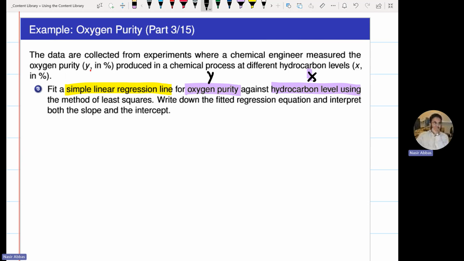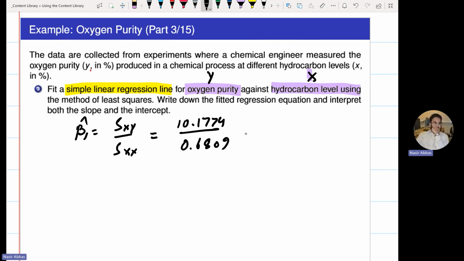Using the method of least squares, this is the only method we discussed. So write down the fitted equation. We already have the sums. What is the formula for beta 1 hat? You will get it from the formula sheet. This is Sxy over Sxx. So you will plug in the values: 10.1774 over 0.6809. This is almost, rounded to 3 decimals, 14.947.